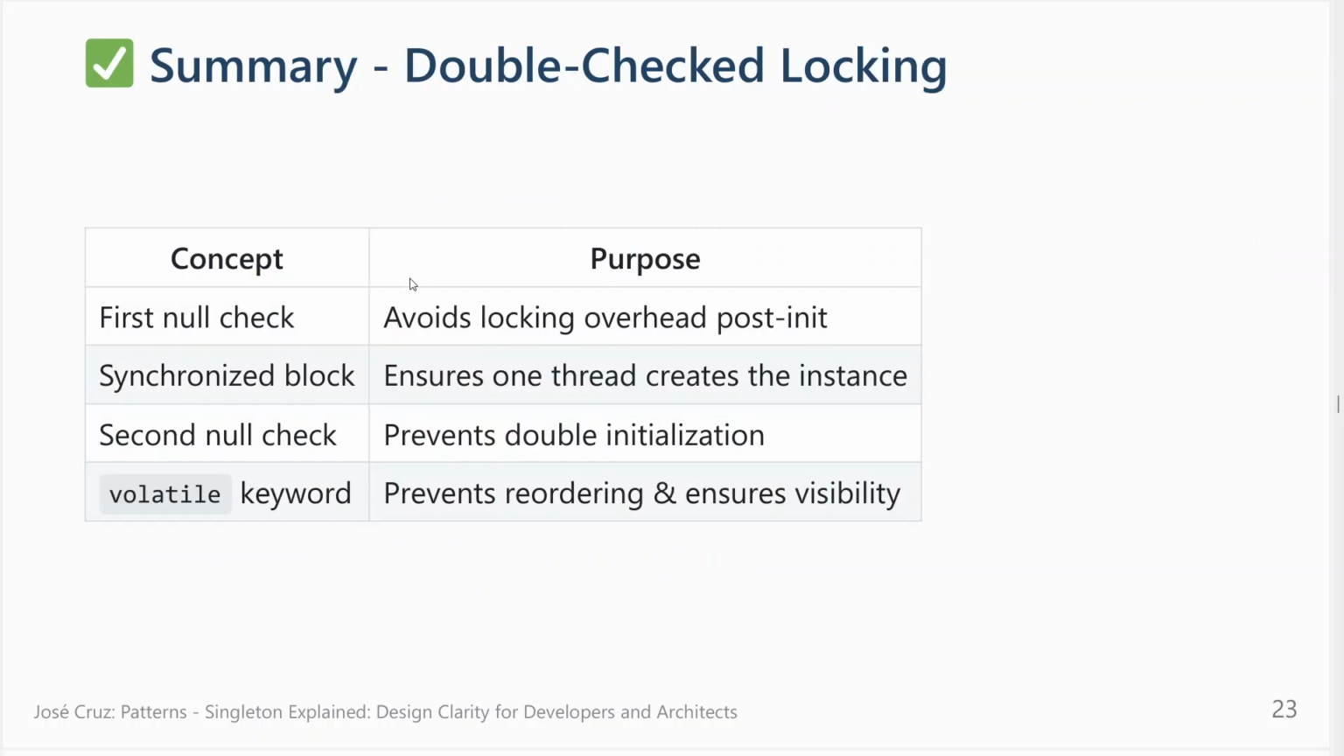Okay. So in summary, this double-checked locking, which is quite important, and there are other languages using this pattern for the singleton. The first null check avoids locking overhead post initialization. The synchronized block ensures one thread creates the instance. The second null check, which is inside the synchronized block, prevents double initialization. And because of volatile, the volatile keyword prevents reordering and ensures visibility regarding the instance.